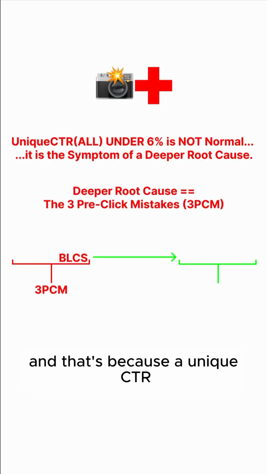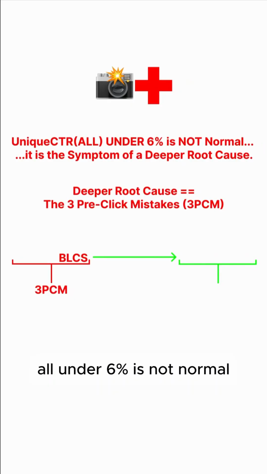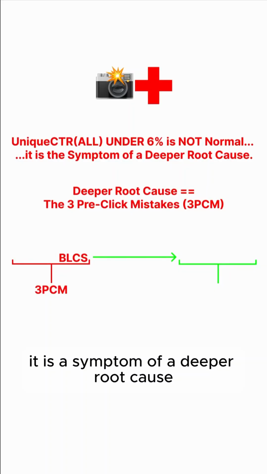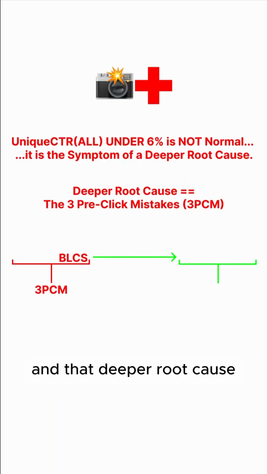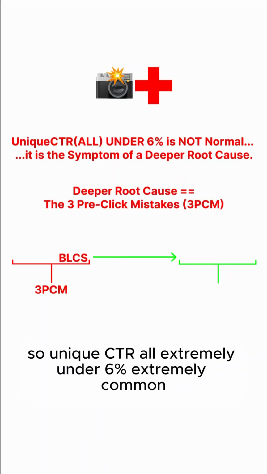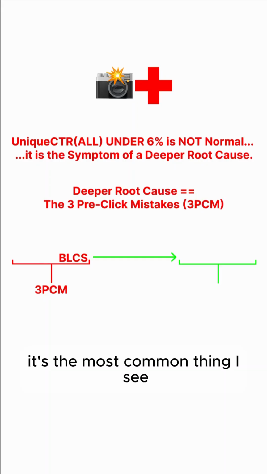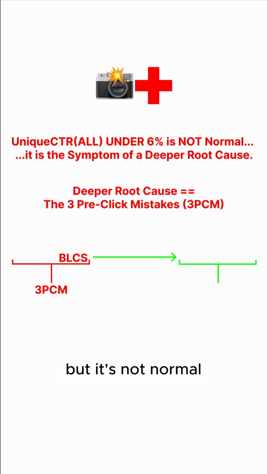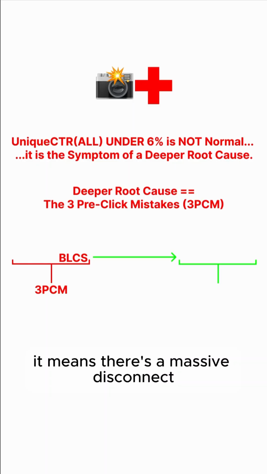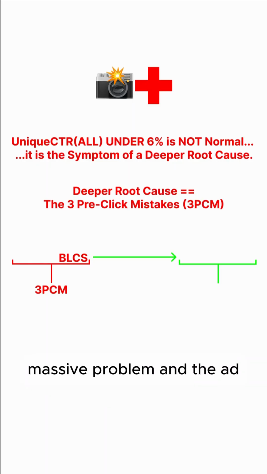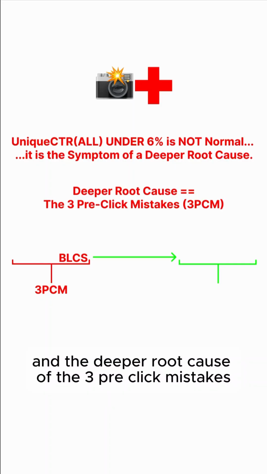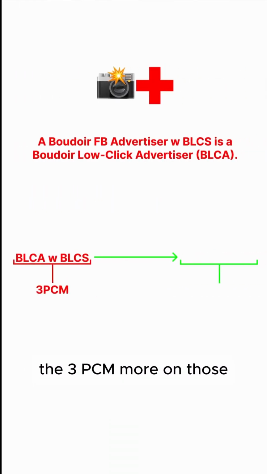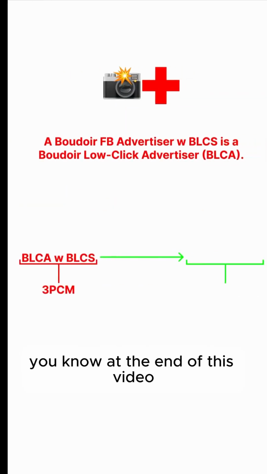And that's because a unique CTR all under 6% is not normal. It is a symptom of a deeper root cause. And that deeper root cause is the 3 pre-click mistakes. So unique CTR all extremely under 6% is extremely common. It's the most common thing I see with Boudoir Facebook advertisers. But it's not normal. It means there's a massive disconnect, a massive problem in the ad. And the deeper root cause is the 3 pre-click mistakes, the 3 PCM. More on those at the end of this video.